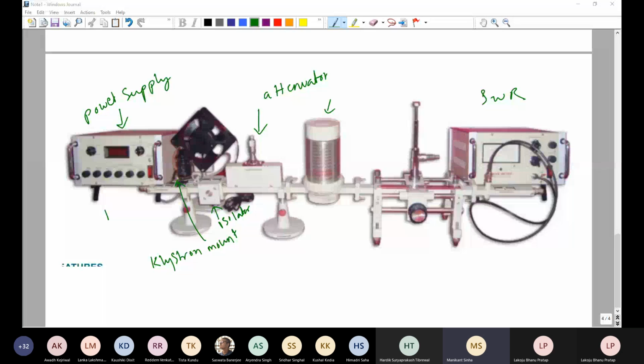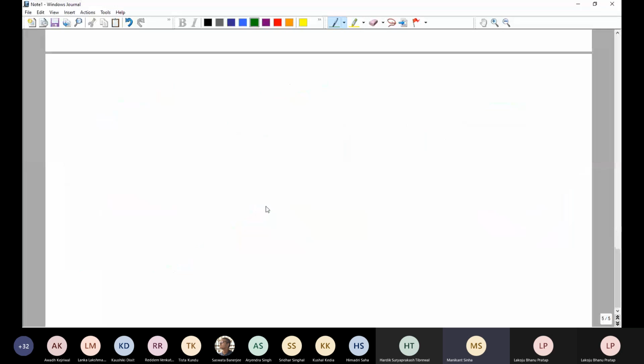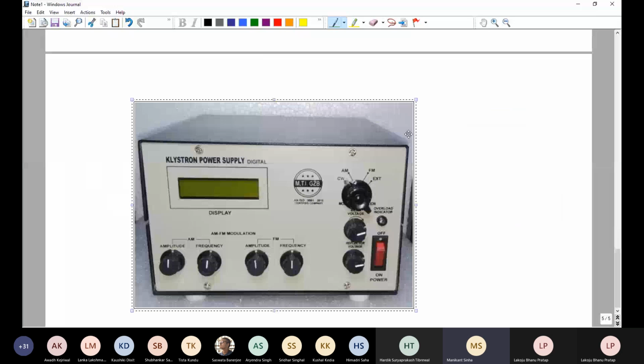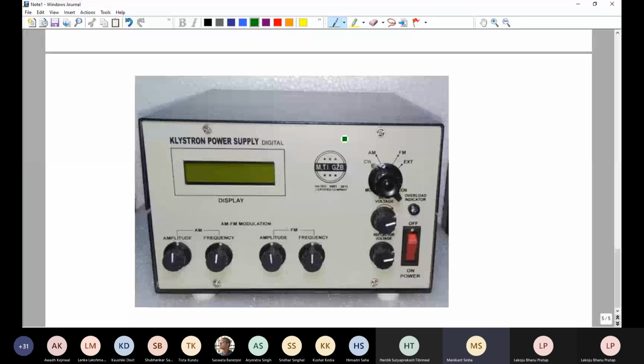Then you have this frequency meter. Here, on the right-hand side of the klystron power supply, you could see the AM and the FM or the continuous wave. So you have to select the modulation, how you want to modulate your klystron oscillator. So you will have to select AM. Then you could see other knobs also. All are self-explanatory.